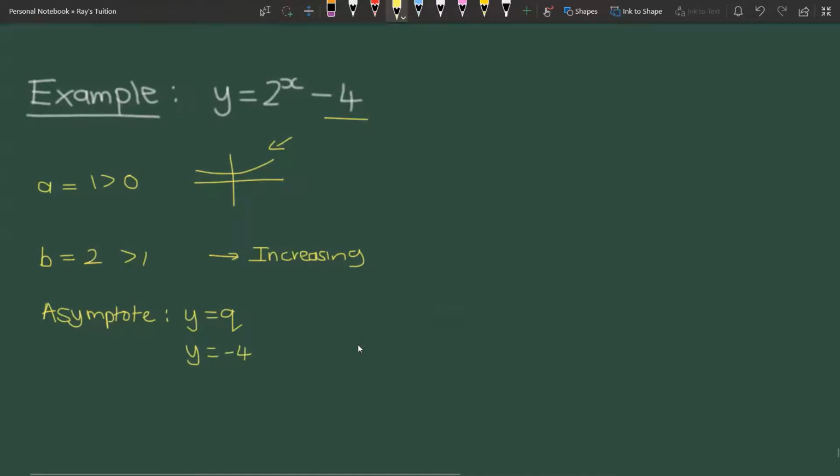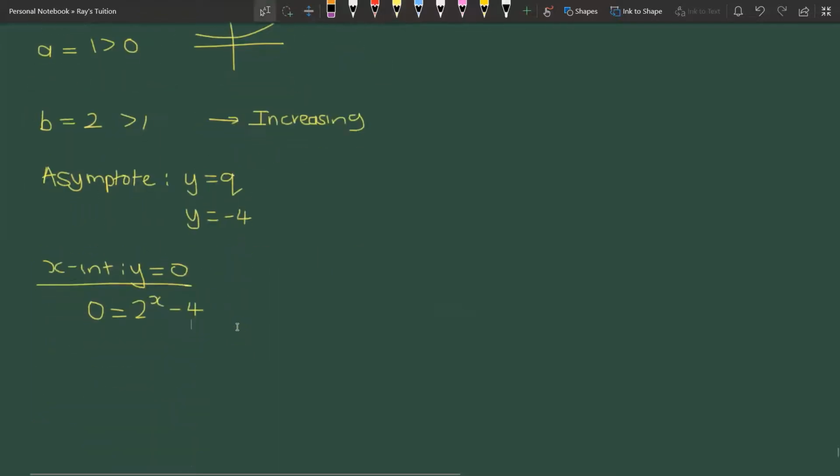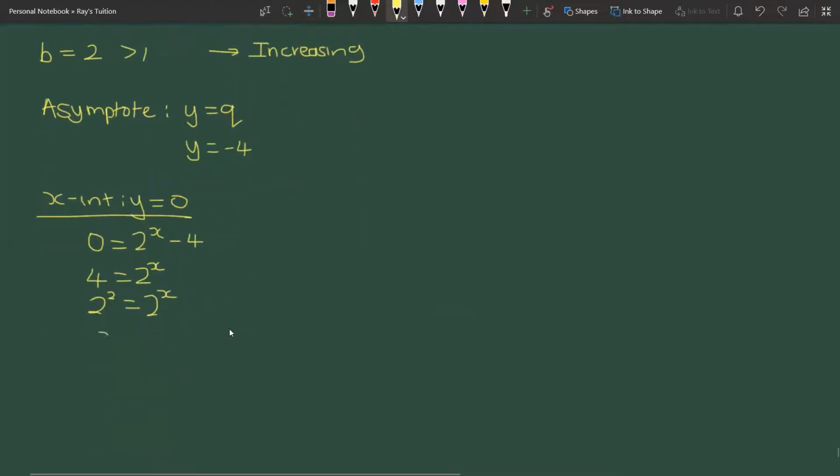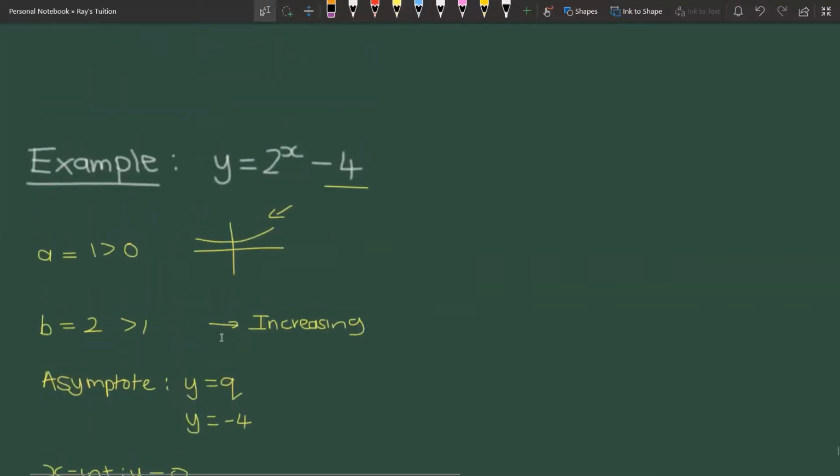Let us now go and get our intercepts. So our x-intercept, how do we get that? We make y equal to 0. So we have 0 is equal to 2 to the power of x minus 4. We are now solving an exponential equation. So we take the 4 over to the other side and we make the bases the same. Once the bases are the same, we can work with the exponent. So here we get that x is equal to 2. So our x-intercept is (2; 0).